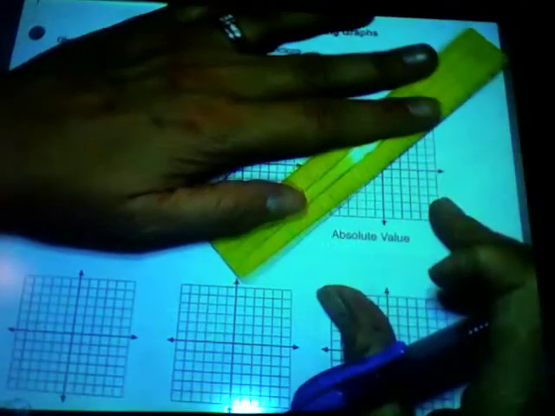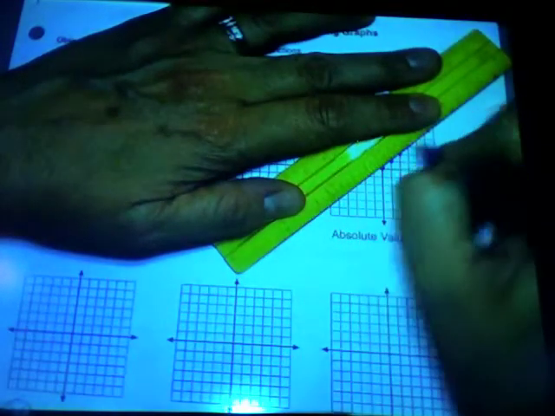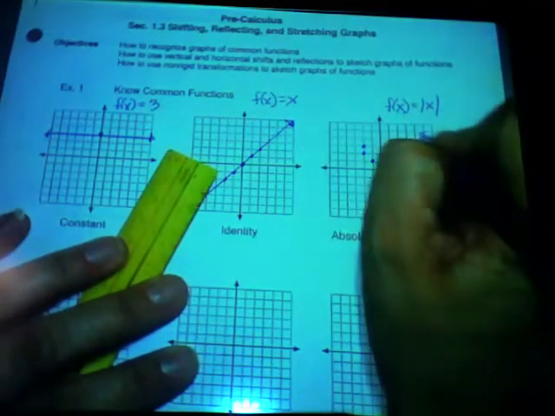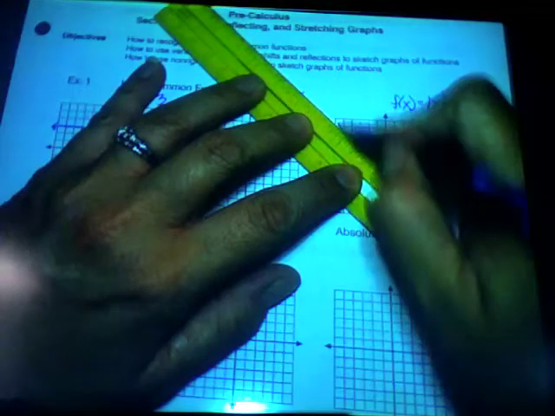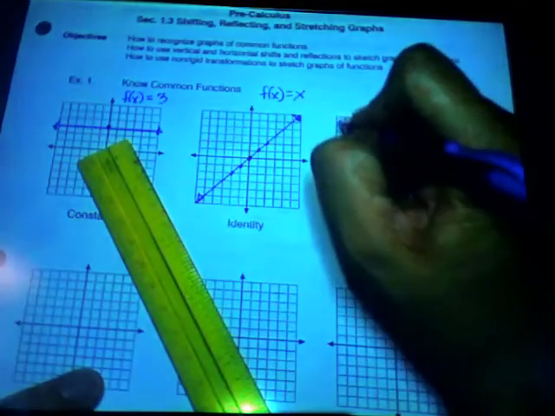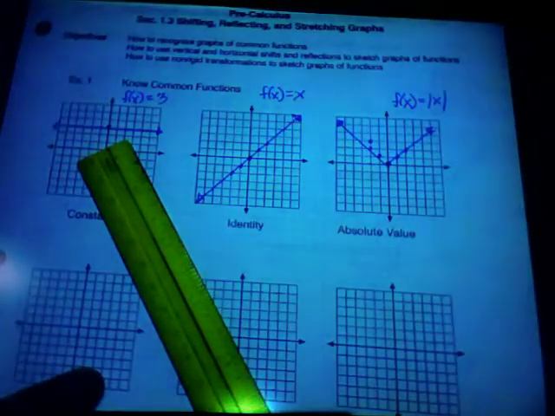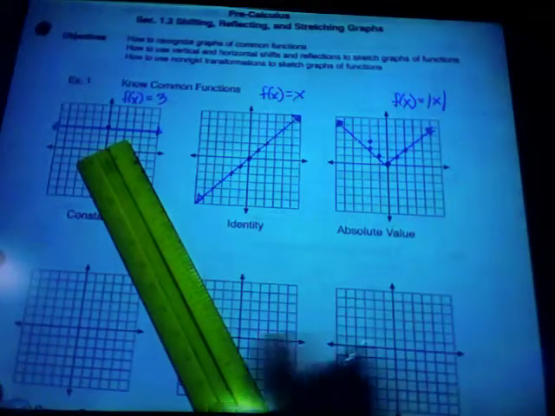Oopsie-doopsies. That's what happens when you're blind. You're blind, teacher. Okay, what mistake is that? Mistake number 6. The people who count. I'm not perfect. I'm just Mary Poppins.